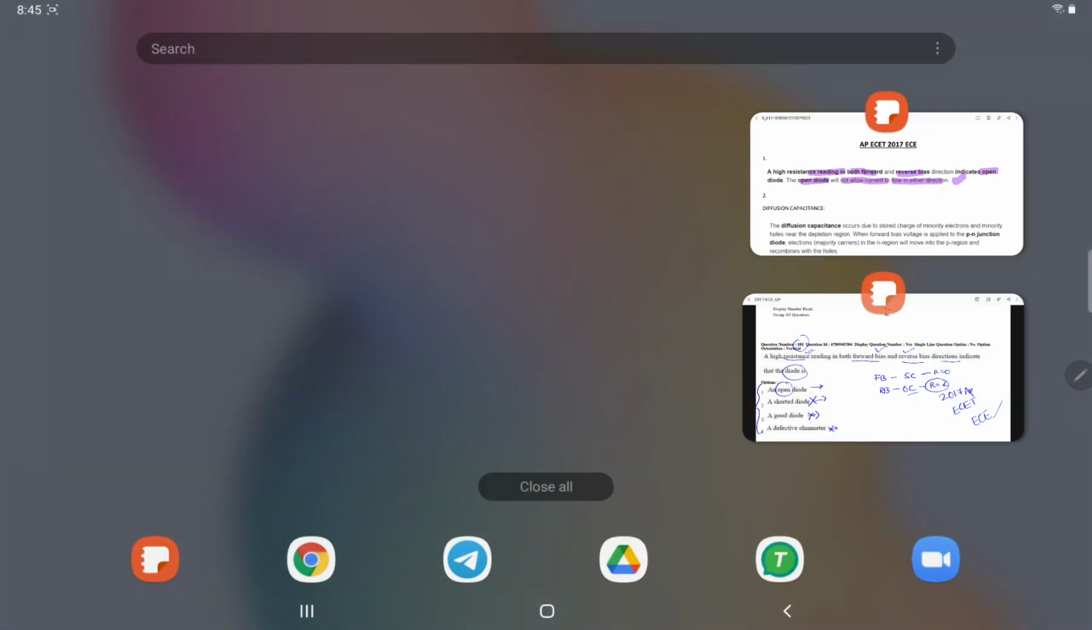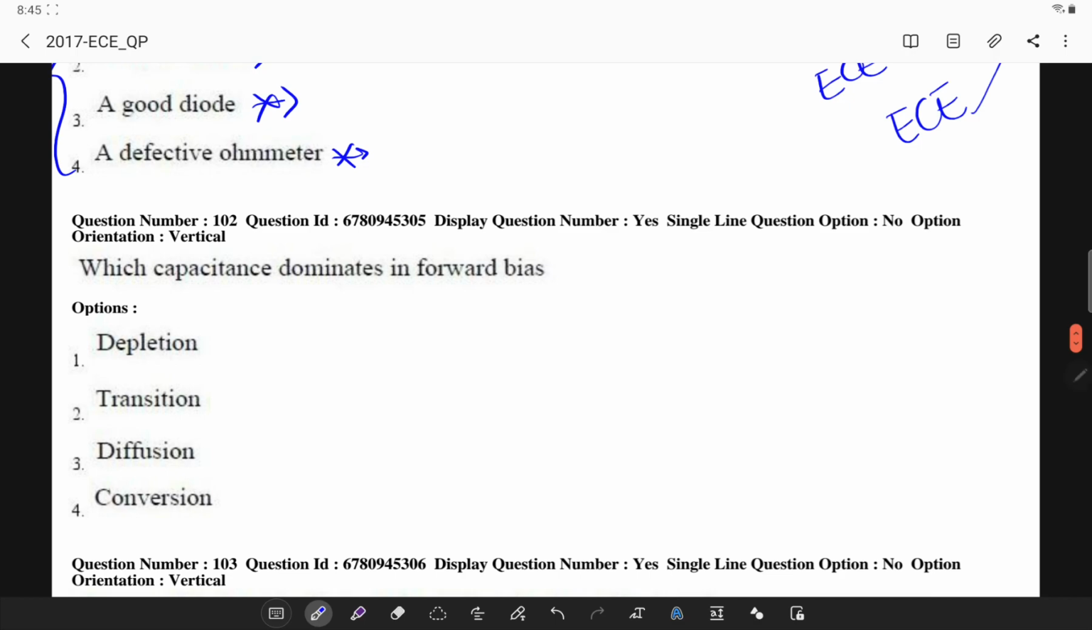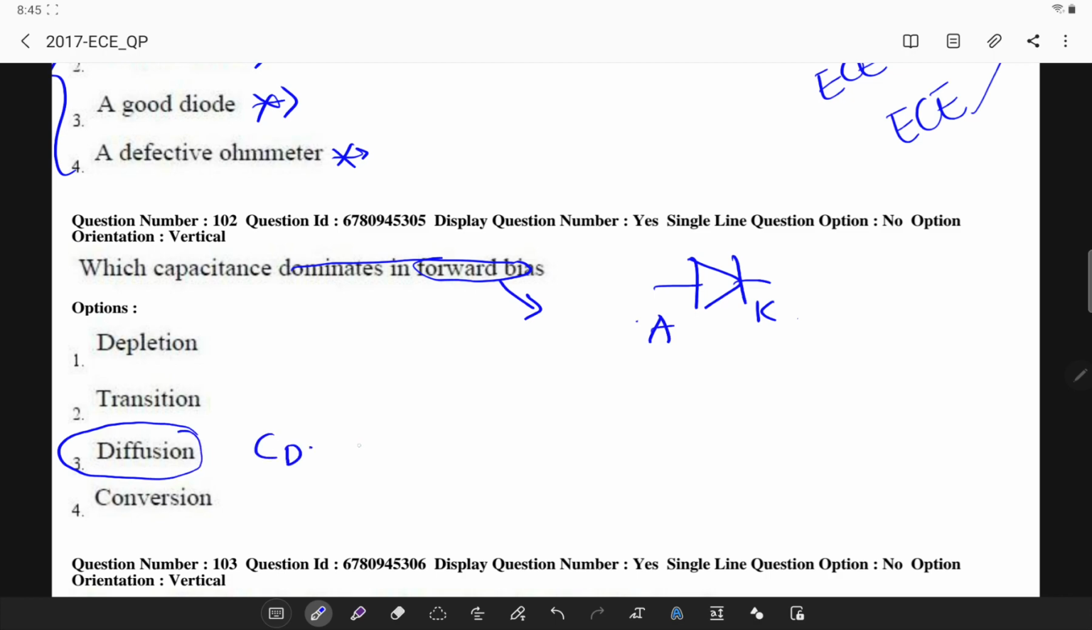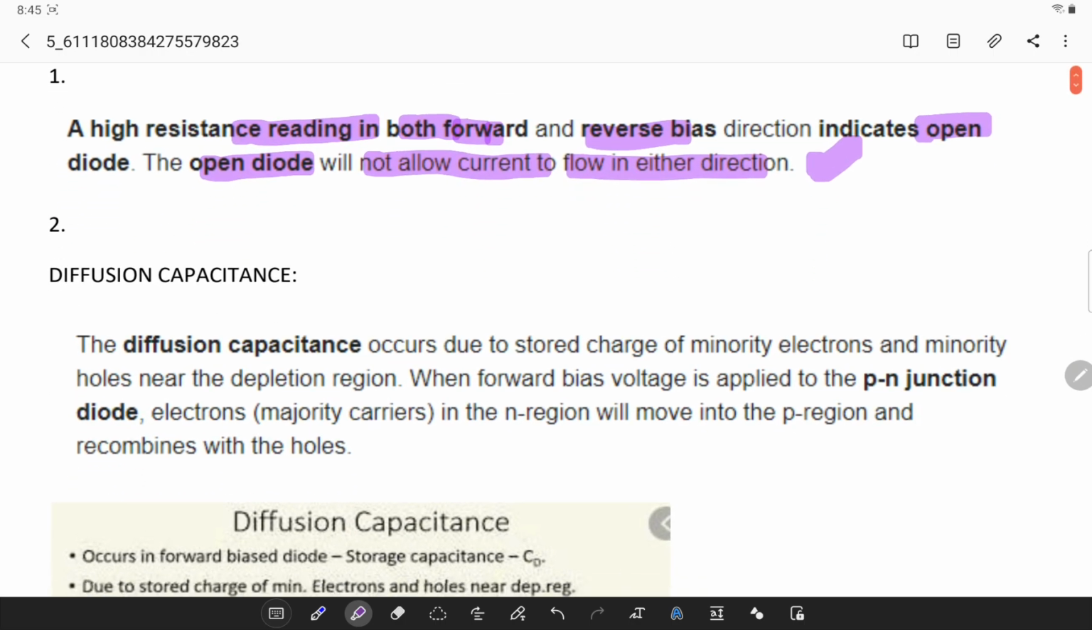Okay, coming to the next question. Which capacitance dominates in forward bias? Simply, if you remember the diode, anode and cathode, during forward bias you will be having only diffusion capacitance, while during reverse bias you will be having transition capacitance. So we'll see the explanation for this.